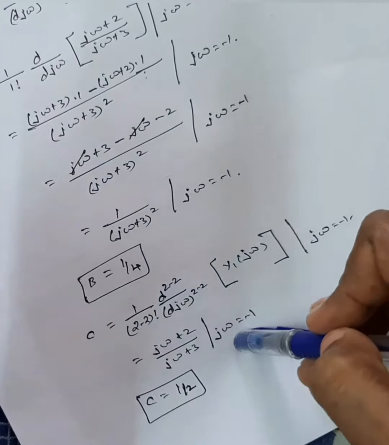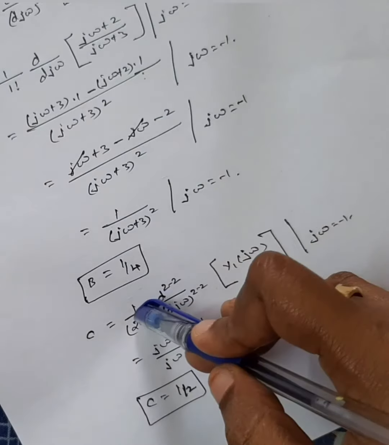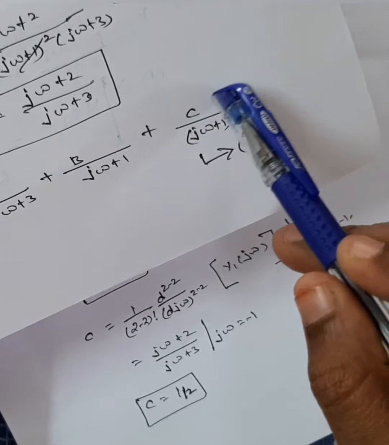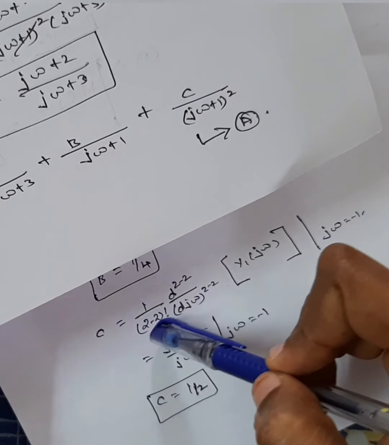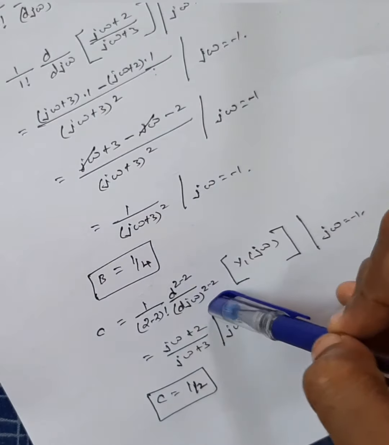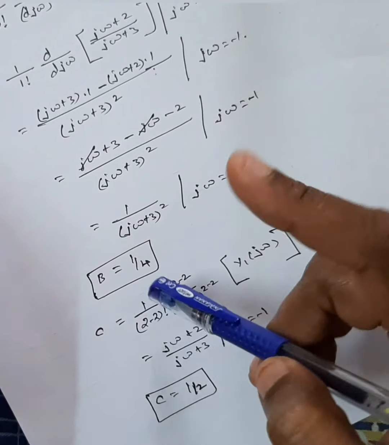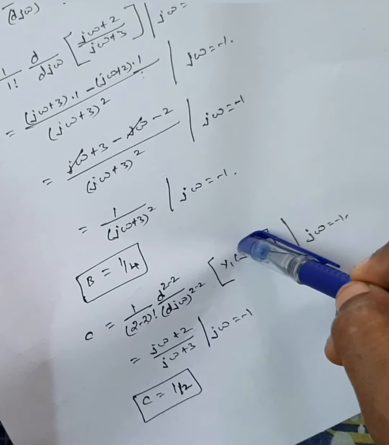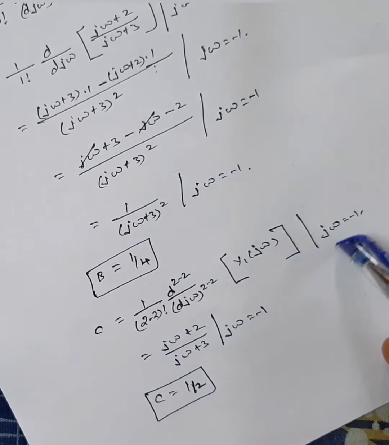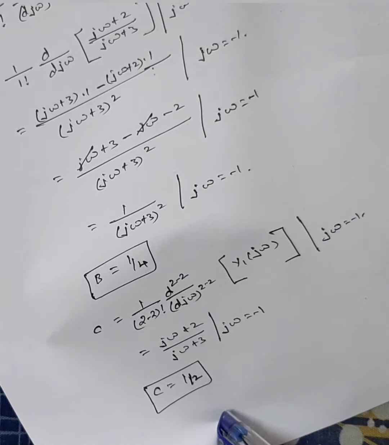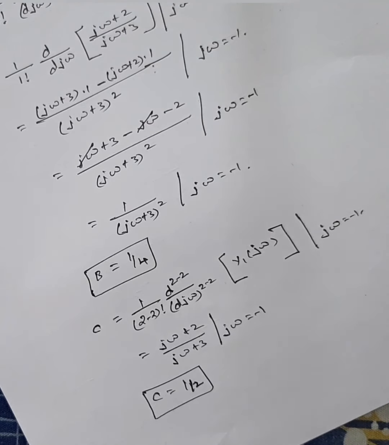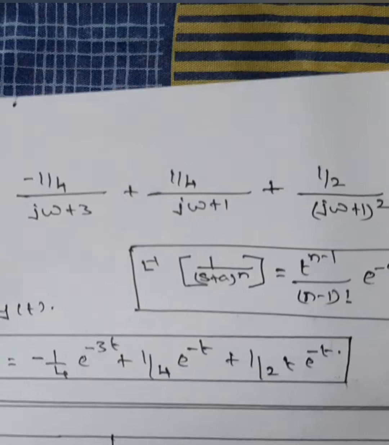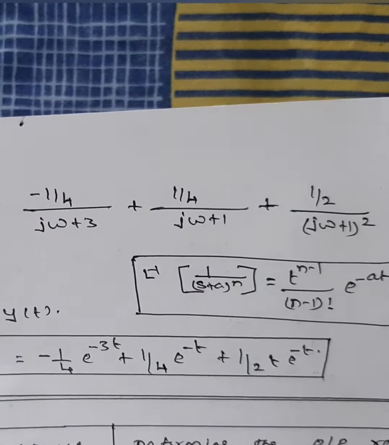Next, in order to find C, the same method. Here the term is (jω+1) the whole square, so it becomes (2 minus 2) factorial. So 1 by 0 factorial is 1, and d by djω to the power 0 is 1. So only apply Y1(jω), substitute jω equal to minus 1, and you get the value of C. Now you have the A, B and C values: A is minus 1 by 4, B is 1 by 4, C is 1 by 2.